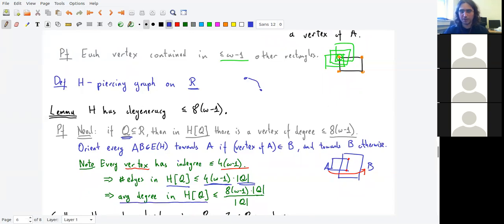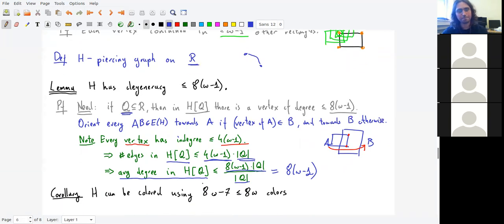Well, the total sum of degrees by the handshaking lemma is twice the number of edges. So this is upper bounded by 8 omega minus 1 times |Q|. And for the average, I need to divide by the number of vertices, so divided by |Q|. So this is equal to 8 omega minus 1. So this is a very simple lemma: if you can orient your graph so that the in-degree is at most 4 omega minus 1, then there must be a vertex of degree at most 8 omega minus 1 by the averaging argument. The average degree is at most 8 omega minus 1 in your graph, and therefore there must exist a vertex of degree at most 8 omega minus 1, just by average.